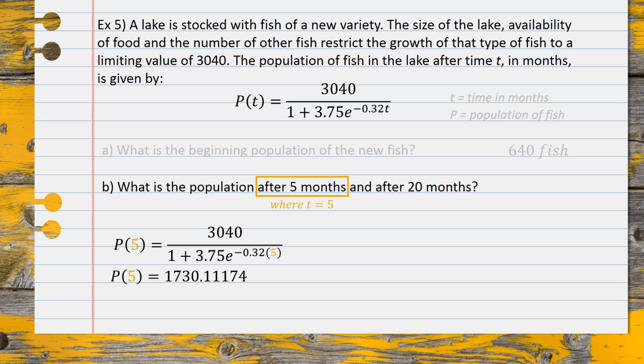Hopefully you find the result to be 1,730.11174. But keep in mind, these are fish, so we have to round to the nearest whole number. We look to the right, and notice we will not round up. So this time our result will be 1,730 fish. Since we've solved it, we are now ready for our sentence. After 5 months, the population will be 1,730 fish.